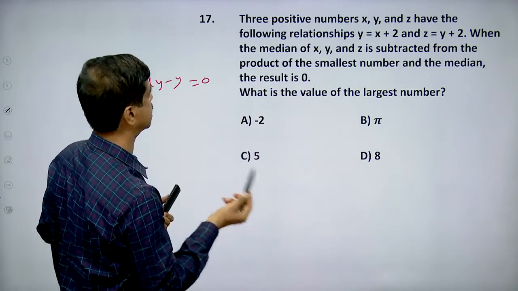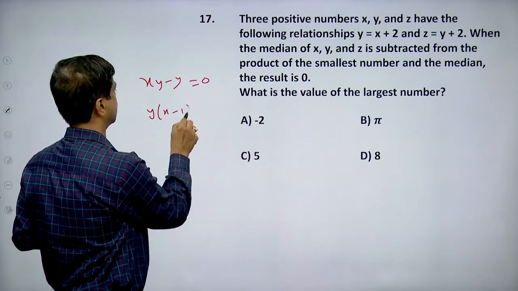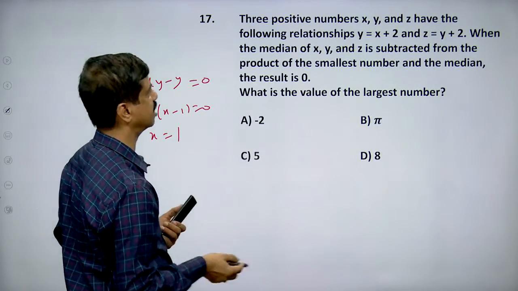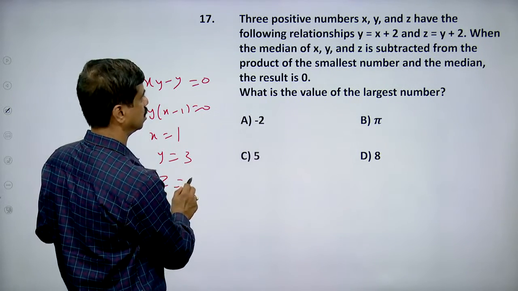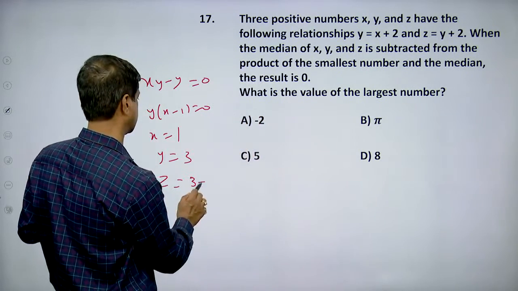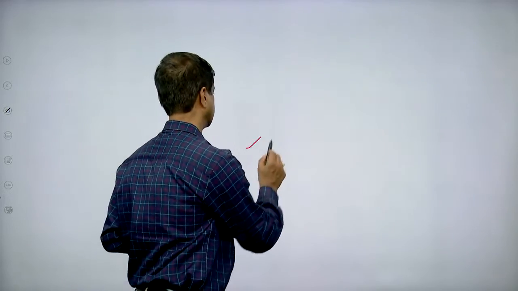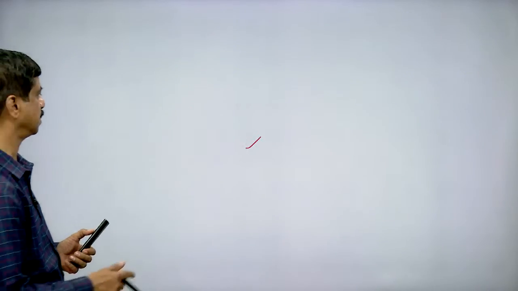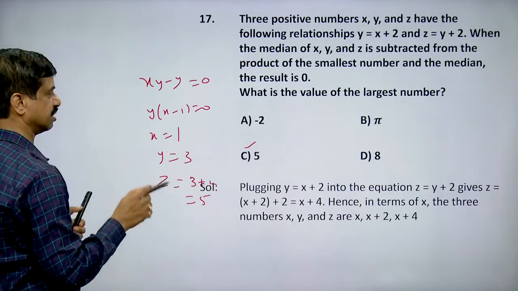What is the value of the largest number? The z value he is asking. So if you take y common, y(x minus 1) is 0. So y cannot be 0. X minus 1 is 0 means x is 1, we got. If x is 1, y equal to 3, you get z equal to y plus 2, that is 3 plus 2, which is 5. So what is it he asked? He asked you to find the largest number, that is 5, children. Okay. Please note it fast, quick.